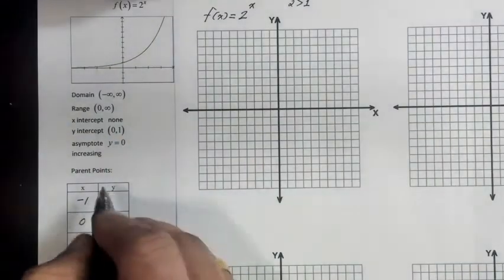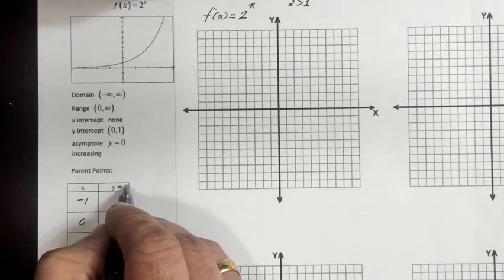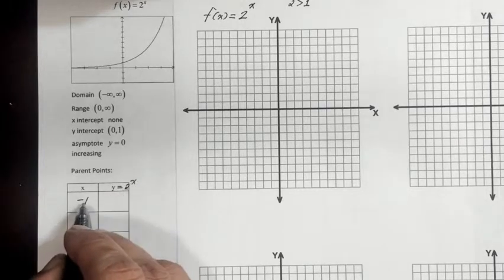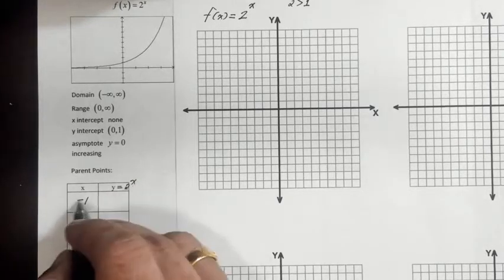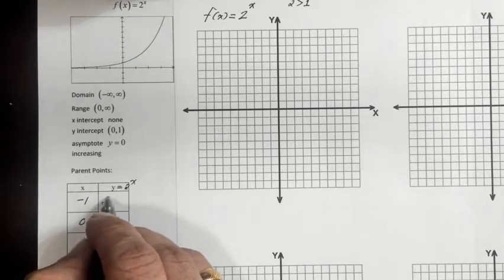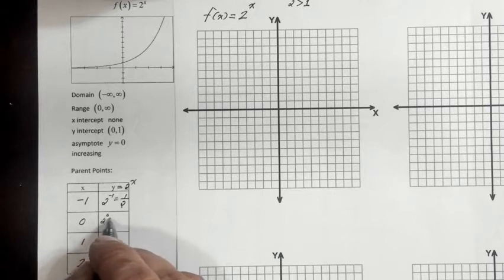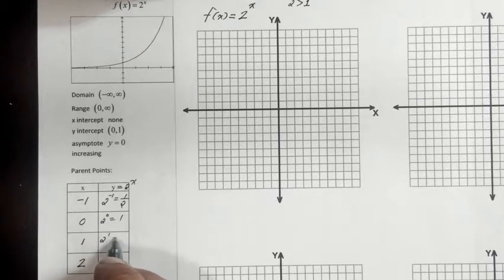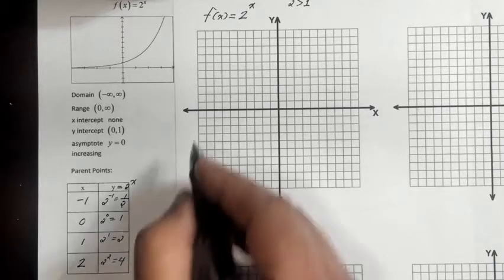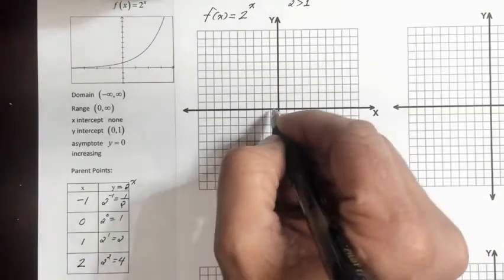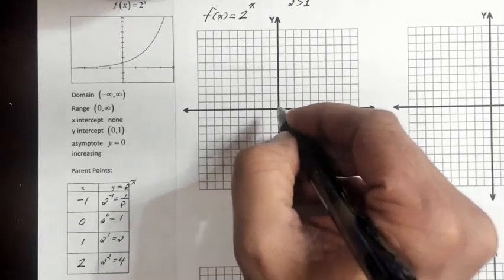So we know that this is y is equal to 2 to the power of x, and x is replaced by -1, so 2 to the power of -1, which is 1/2, and 2 to the power of 0, which is 1, 2 to the power of 1 is 2, and 2 to the power of 2 is equal to 4. Let's plot these points. So for x equal to -1, the y is 1/2.